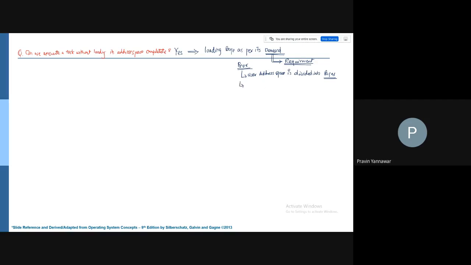Second, memory is divided into blocks. The interesting part is that the block size is equal to the page size. So this is the block size and page size, and again, it is pre-configured.